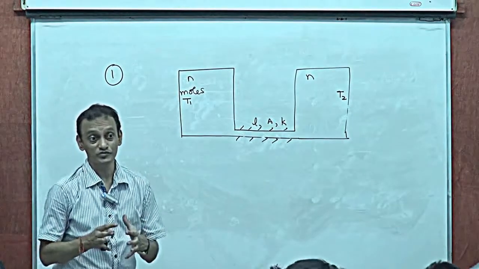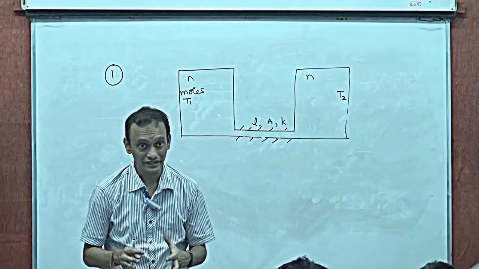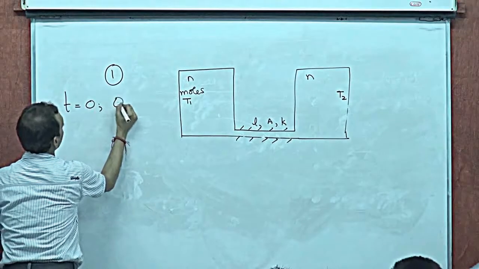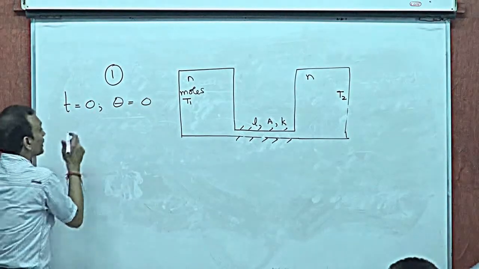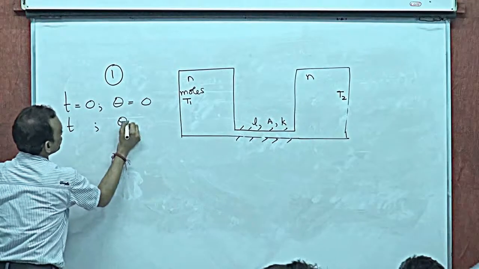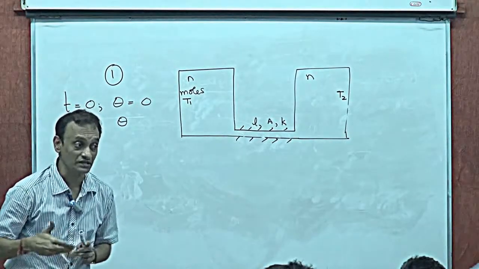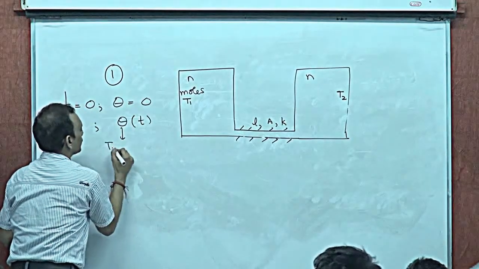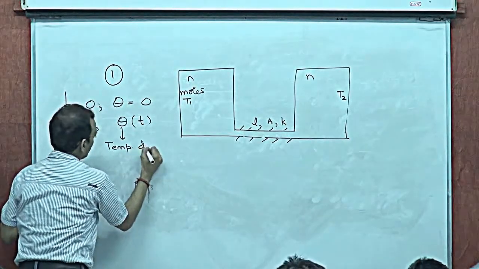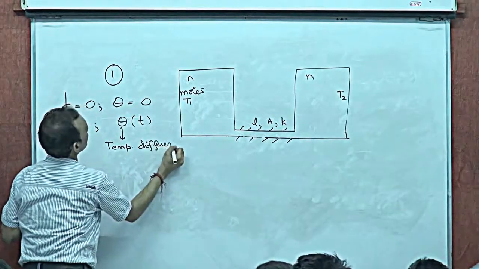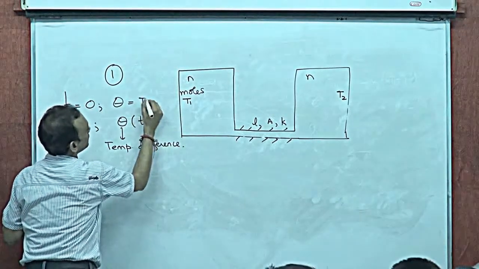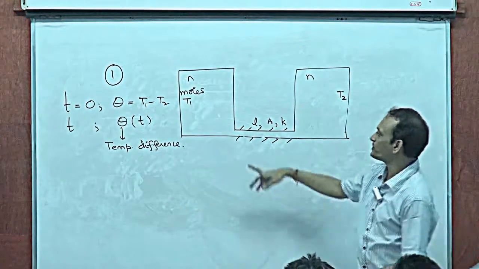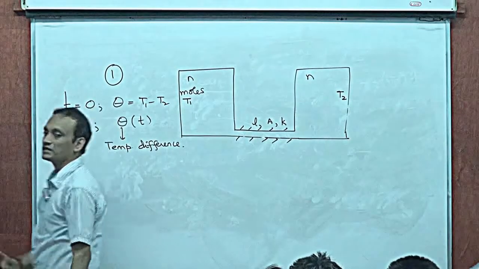Now the temperature difference would decrease. At an instant of time t, we want to be able to find the temperature difference theta. Theta is the instantaneous temperature difference. The initial temperature difference is T1 minus T2. We want to be able to find the temperature difference at an instant of time t.